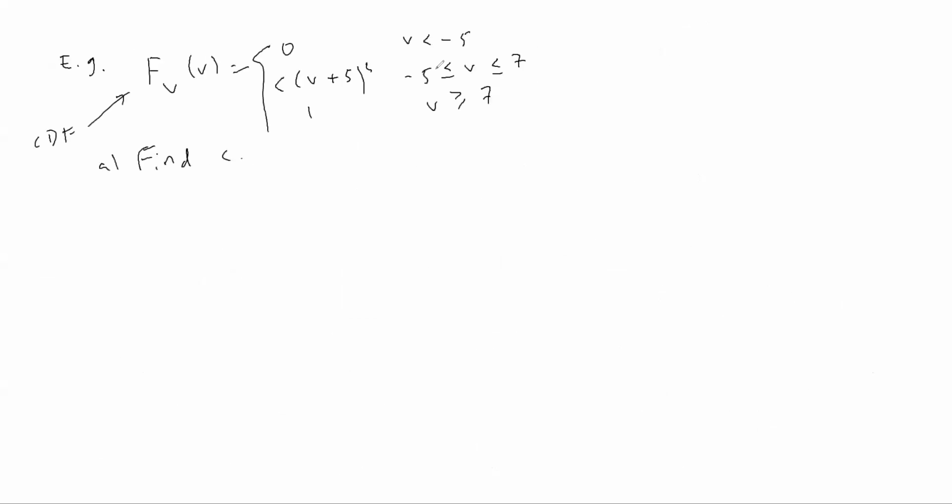is to check at the edge here. At -5 here, it's guaranteed to be 0, so no problem. But at 7 here, it should be equal to 1. F at 7 should be equal to 1. So c is equal to 1 over 144.